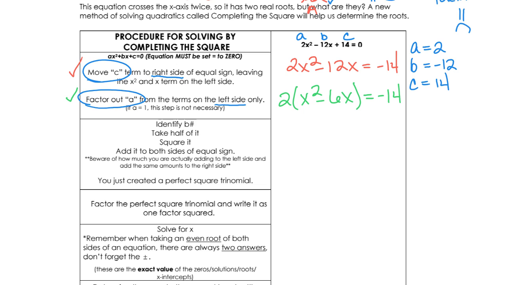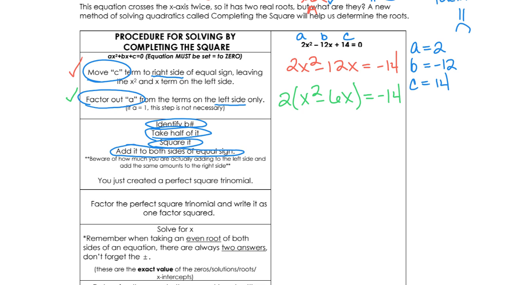Okay, so the next part is dealing with the B. We moved C over, we factored out A, and now it's B's turn. What we're going to do is identify what our B value is, take half of it, square it, and add it to both sides.